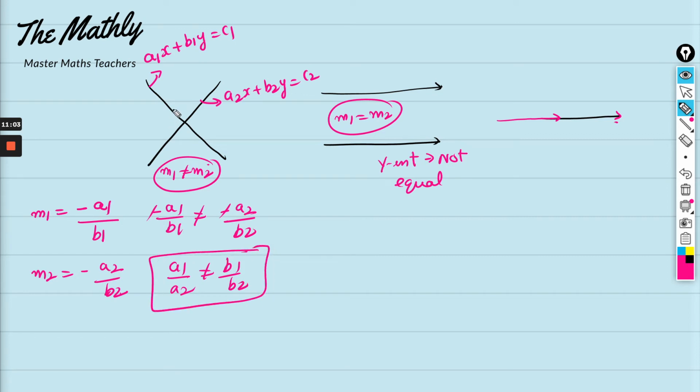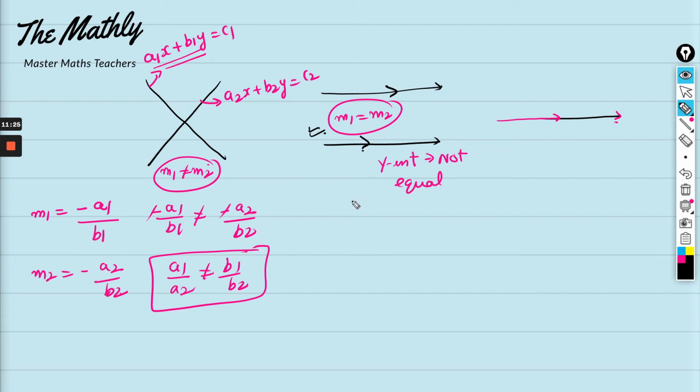Whenever we are given a pair of linear equations, if I know that a1 by a2 is not equal to b1 by b2, first you need to convert them into the general form. If a1 by a2 is not equal to b1 by b2, I can immediately say that the lines are intersecting. Things are clear? Same way, we need to find out the situation for parallel lines.